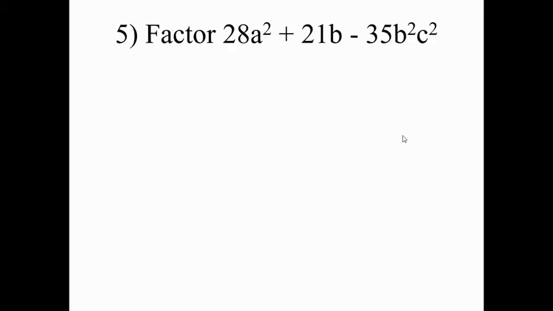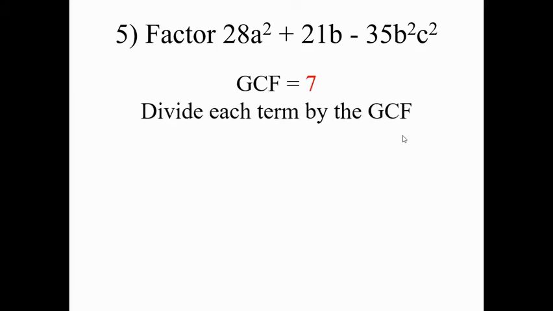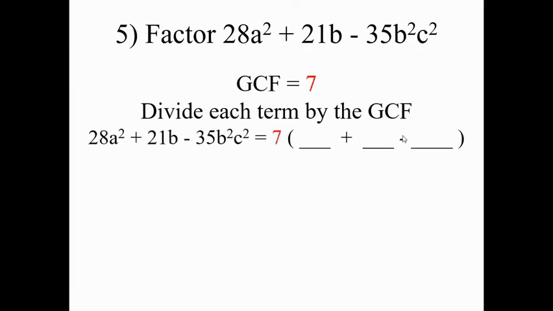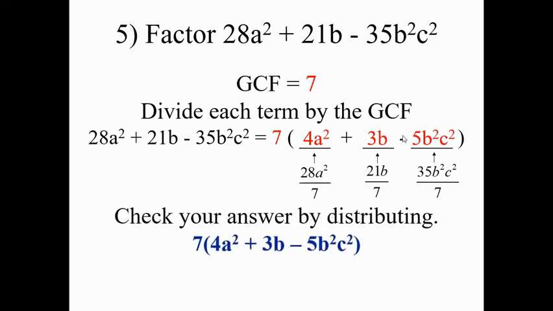Here we have a trinomial, and these numbers have a number in common. That's right, it's 7. We're going to divide each term by the GCF. Okay? Notice 28a squared divided by 7 gives us a 4a squared. The 21b divided by 7 gives us just 3b. And the 35b squared c squared divided by 7 gives us a 5b squared c squared. Again, you can check your answer by distributing.